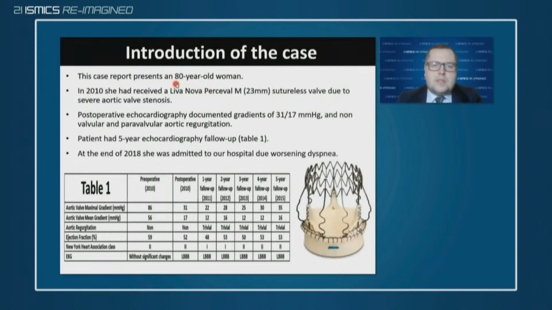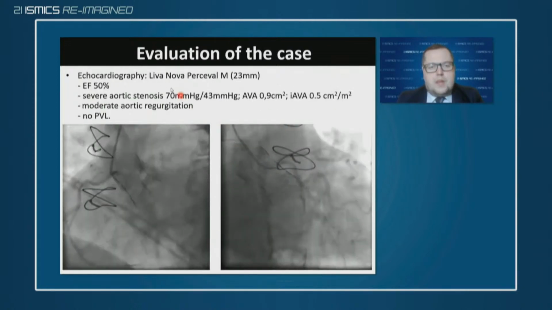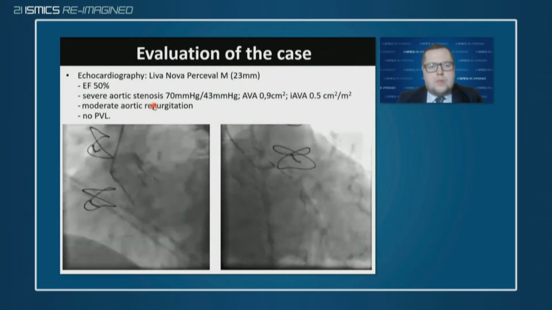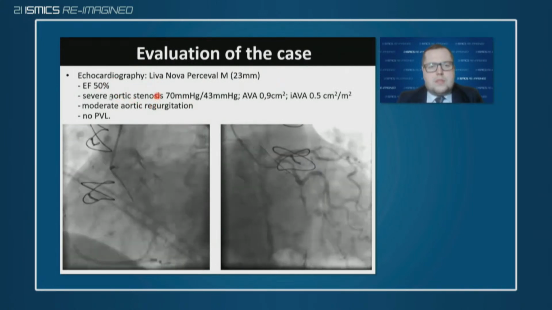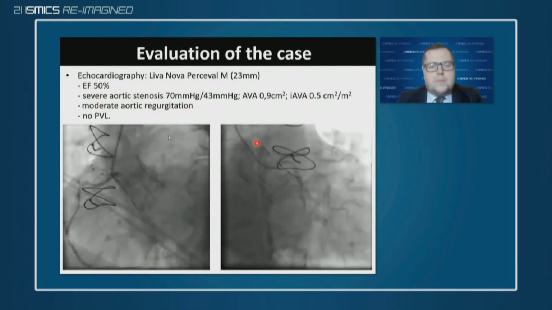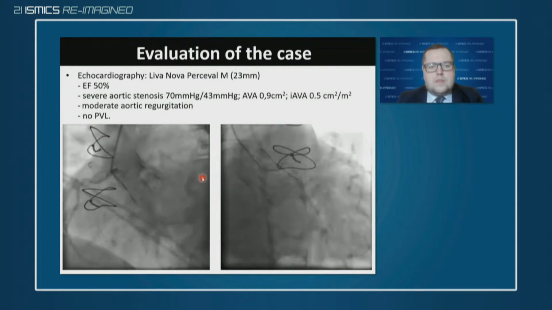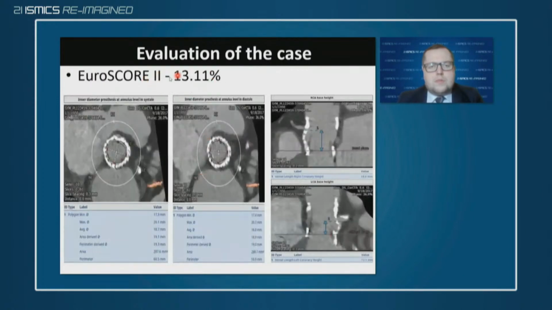This case report presents an 80-year-old woman who in 2010 had received a LivaNova Perceval M 23 mm sutureless valve due to severe aortic valve stenosis. In 5-year echocardiographic follow-up, we saw good function of the valve and stable state of the patient. At the end of 2018, she was admitted to our hospital due to worsening dyspnea. Currently, echocardiography showed deteriorated prosthesis with severe aortic stenosis and moderate aortic regurgitation. In coronarography, there were no significant narrowings. The EuroSCORE 2 for this patient was 30%.